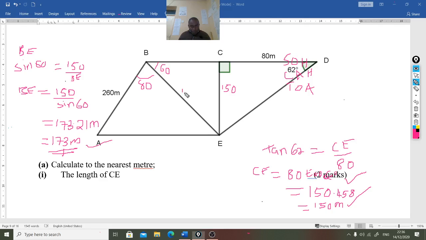This is 173, but that's not my AE. I'm after AE. I use it now because I have this side and I have this one. There is no perpendicular here, so I don't use SOHCAHTOA. In this case I use the cosine rule. Or if I had another angle here, there is the sine rule: A over sine A equals B over sine B. But I cannot find this angle that easily.